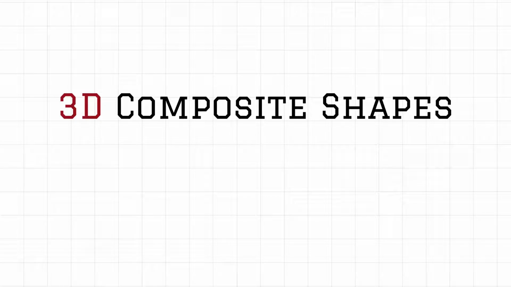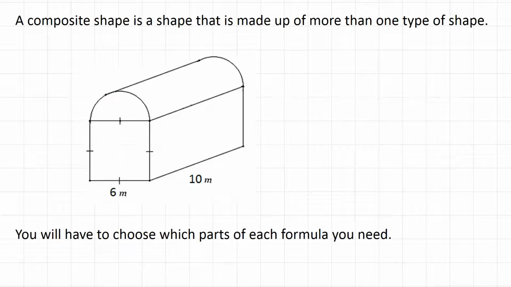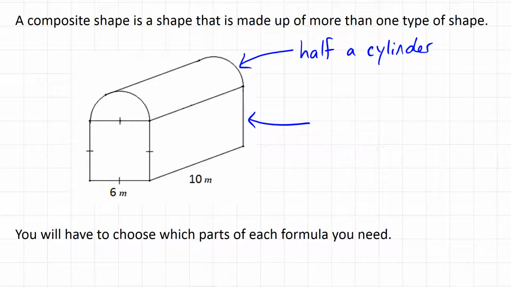In this video, you'll learn how to calculate the surface area of a composite shape. A composite shape is a shape that's made up of more than one type of shape. So here's an example, and we can see that it has two parts. It has half a cylinder on top, and on the bottom we have a rectangular prism.